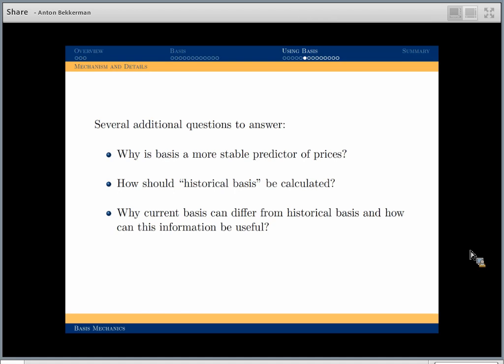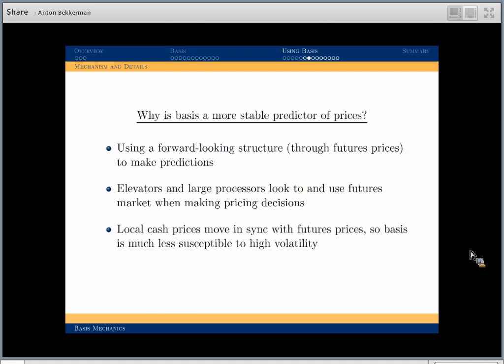Okay. Second is elevators and large processors look to and use futures markets when making pricing decisions. So even though you as a producer may never use futures markets to hedge your price risk, you may never use options to hedge your price risk, you better believe that the elevators or the feedlots or the meat processors, they're using futures markets on a daily basis. Every time that they make a forward contract with you for you to deliver wheat or for you to deliver cattle, they're hedging their price risk by using futures markets.